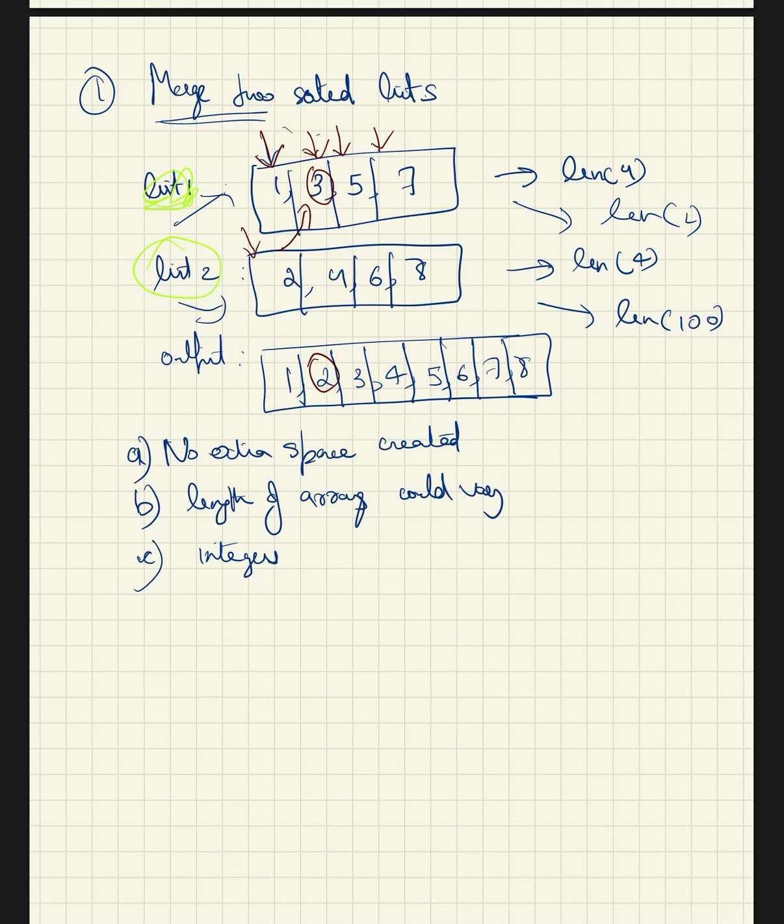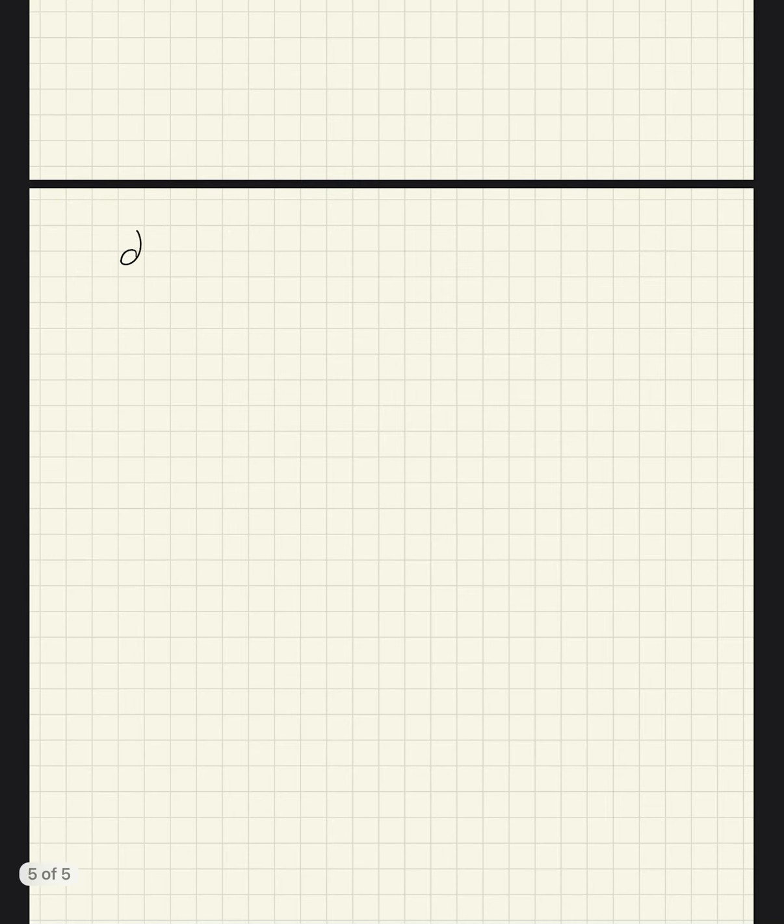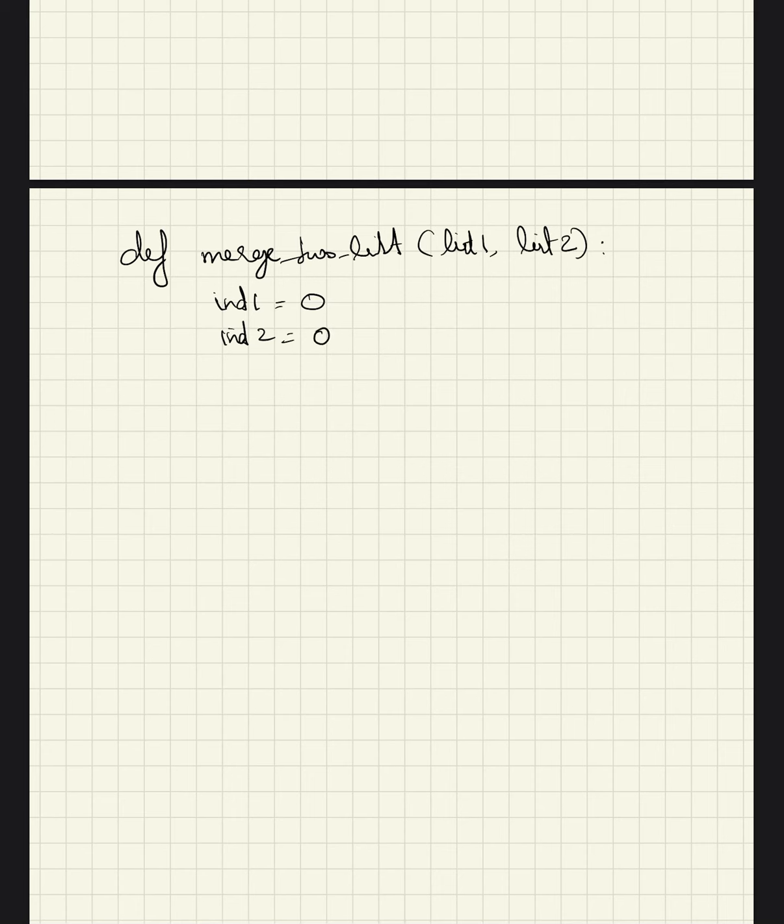So let's try to write some code for doing it. Yeah, I'm going to use black. Okay, so let's define a function, merge two lists, which will take list 1 comma list 2, right? Okay, and I'm going to have two variables to store the pointers to the index, int1 and int2, and I'm going to start obviously from 0.